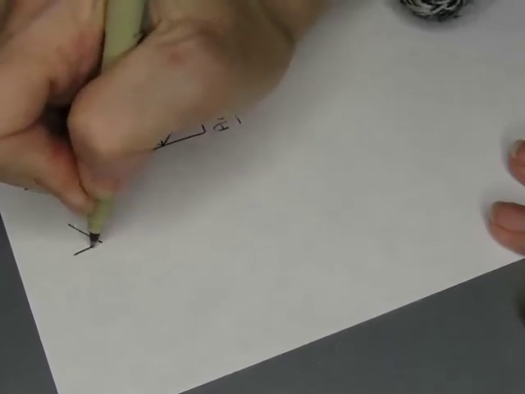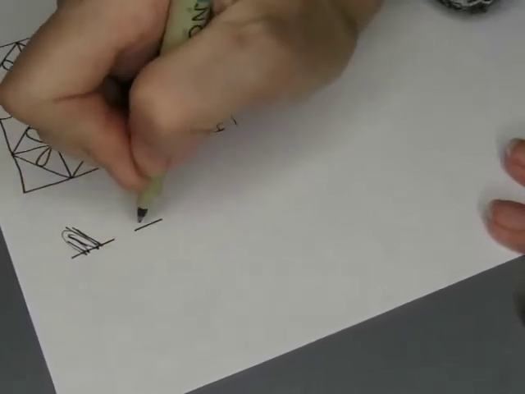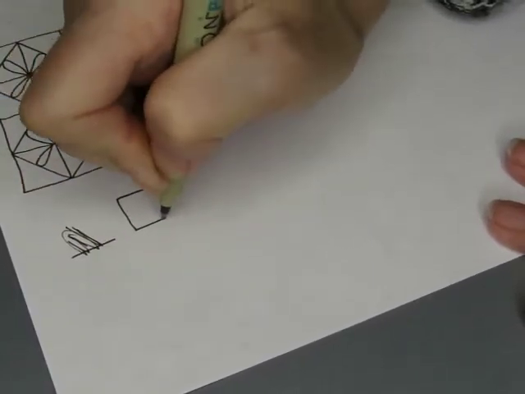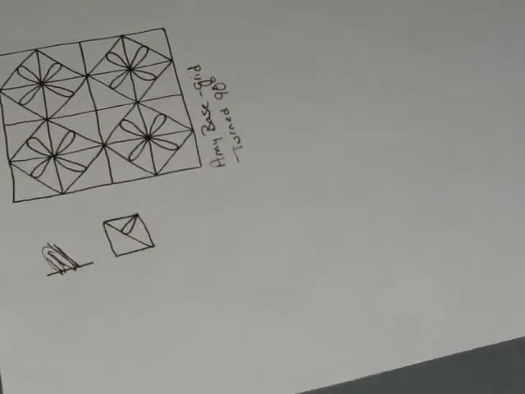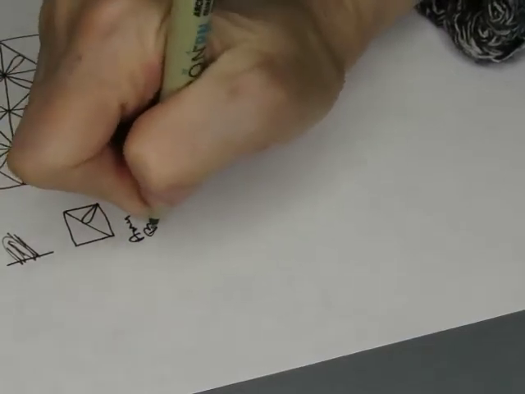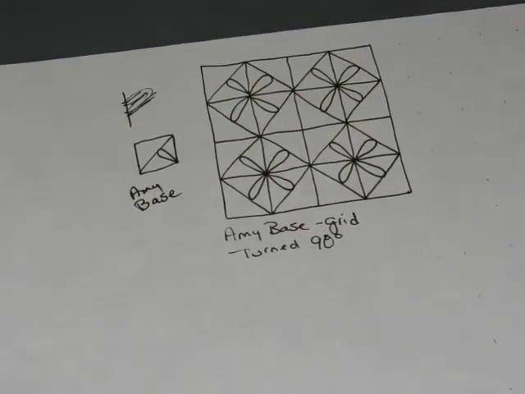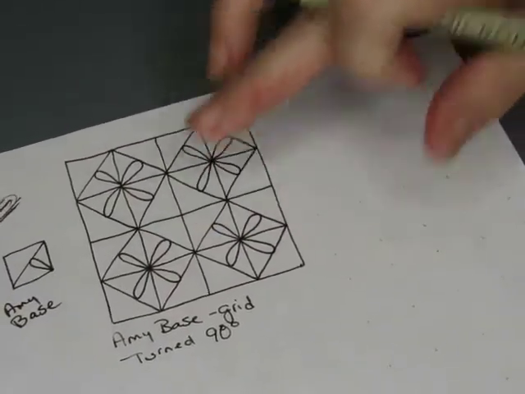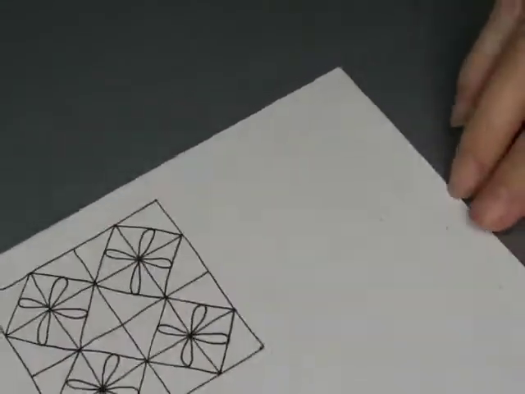Oh, I should do it in a square. No, that didn't work. Don't look at that. That's the base pattern right there. That's Amy base. And there it is. Turn 90 degrees. Looks like that on a regular grid. Now let's do it on a dot grid over here.